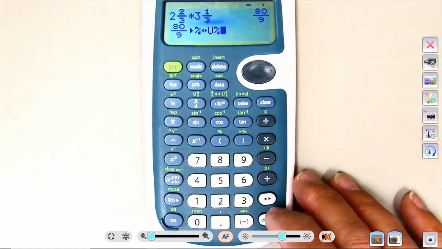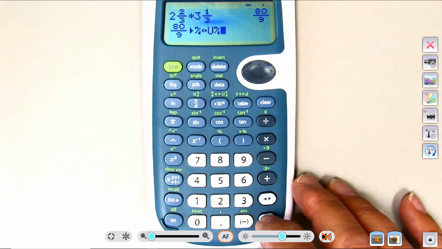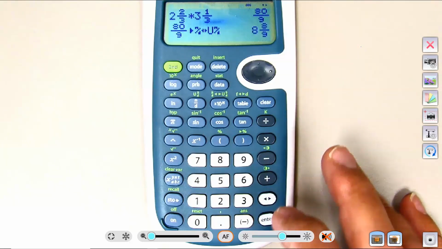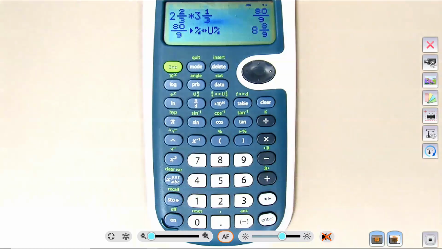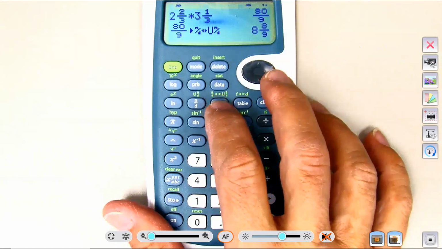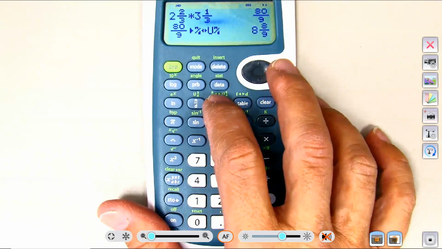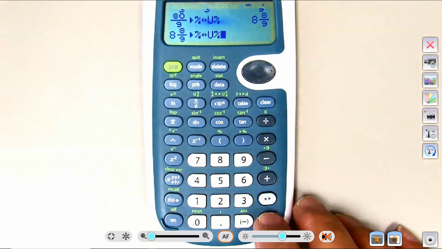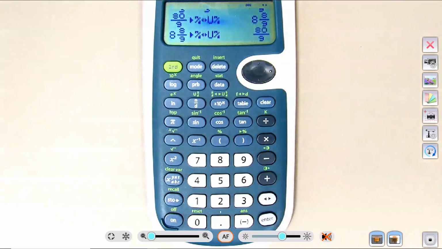Notice on the screen I now have the N/D converting to U N/D function, which is fraction to mixed number. And when I hit enter, I get the mixed number representation for 80/9. 80/9 is equivalent to 8 8/9. Now suppose I wanted to convert that back to an improper fraction, which I can do. I just use the second function key and that same green function of fraction to mixed number conversion. And when I hit enter, notice that it is now again an improper fraction.